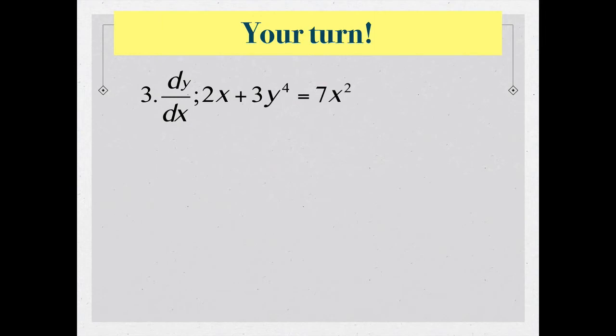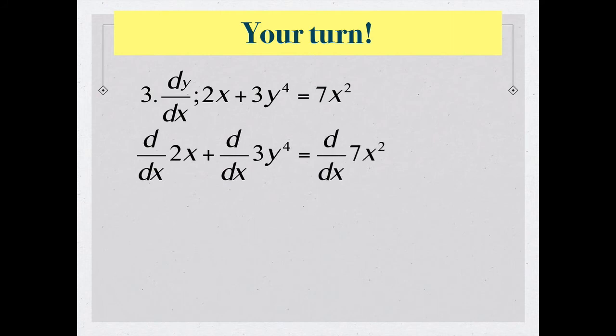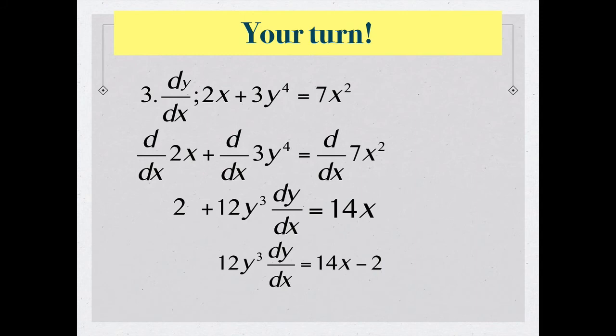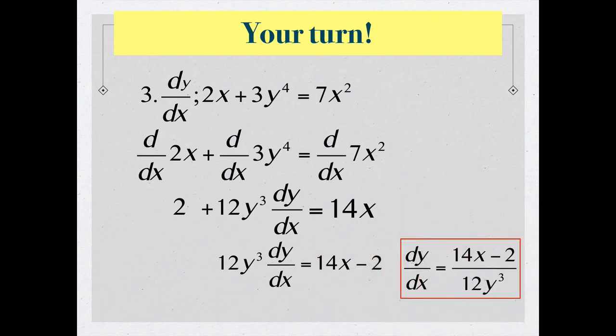You may find y prime to be easier and less cumbersome to work with, but dy over dx does have the advantage of reminding you that you're finding the derivative of y with respect to x. Either way is fine. If your answer is correct, your answer should be dy over dx is equal to 14x minus 2 all over 12y cubed.